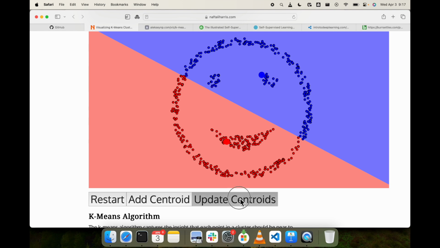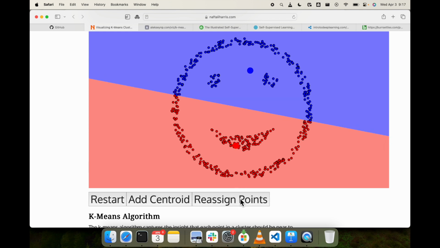I keep doing this, and after a while you will see that I have more or less stabilized. It will very minutely update, but more or less it's stabilized. So if it is stabilized, it means that my training procedure, or my k-means procedure, has converged.